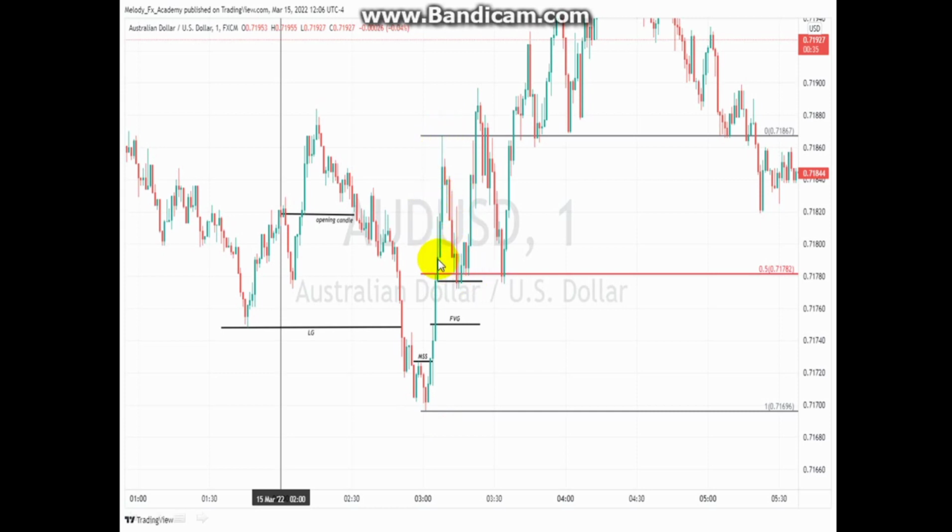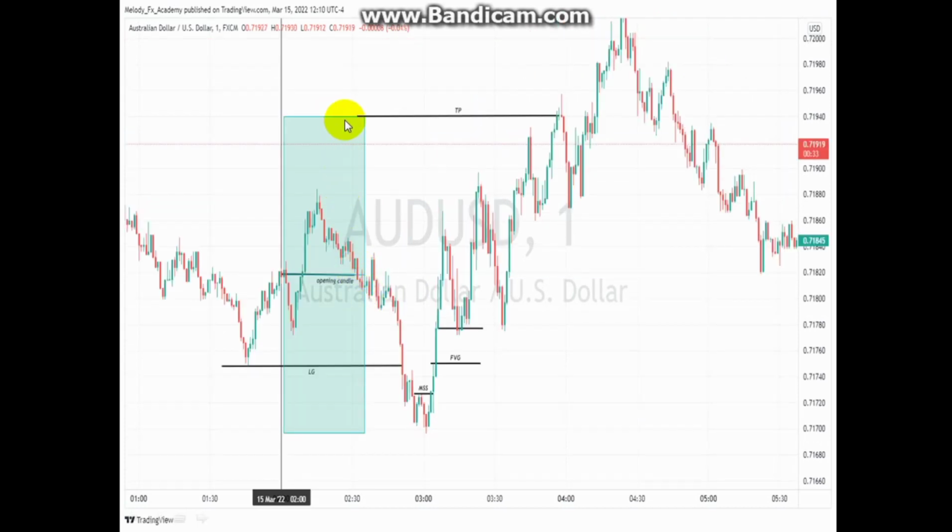No, this one was covered. There's a fair value gap here, but I was only interested in this one right here because it's the one below the 50% level, which is in the discount market. So this is where I actually got in, and my stop loss was down here. And I did this for my TP.